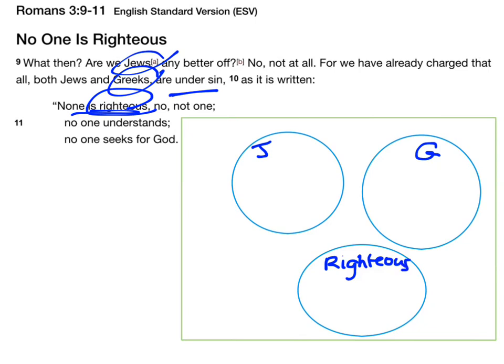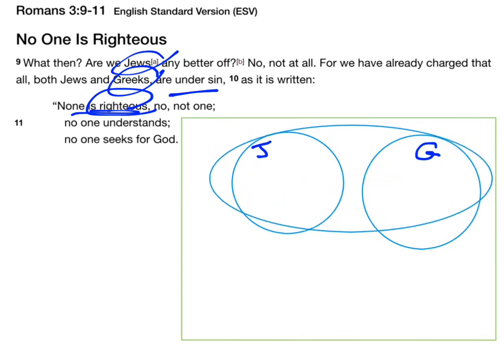Okay, so no Jews are Greeks, no Greeks are righteous, no Jews are righteous. Perhaps another way to do this is to use a circle for the set of sinners. So instead of righteous, let's do sinners. In that case, this verse is telling us that both Jews and Greeks are under sin, and none are righteous.